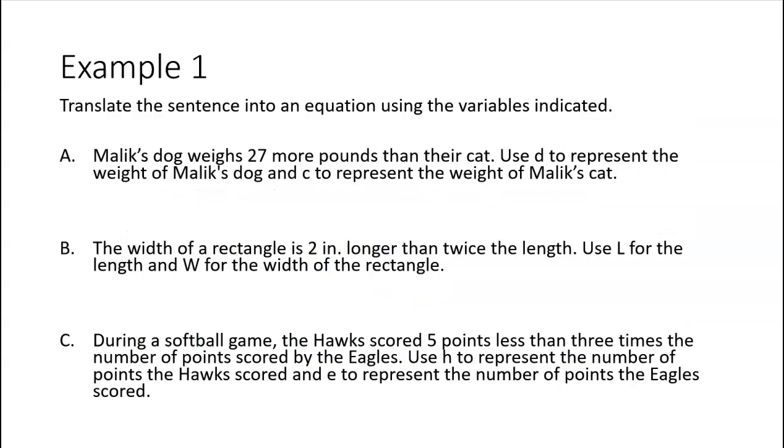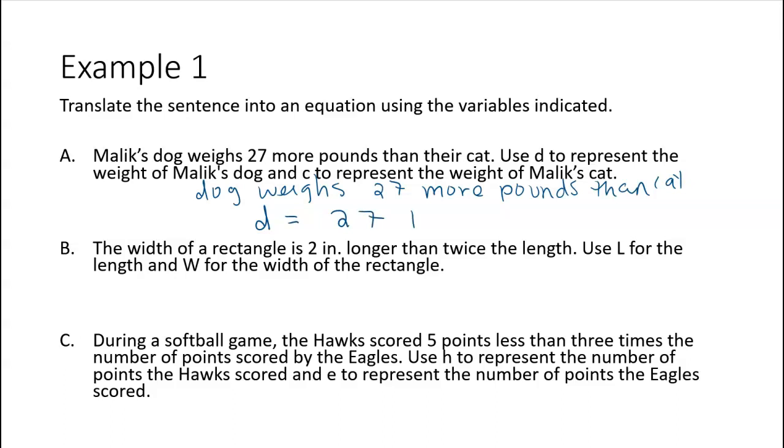And then we can figure out what would make it true. So first, let's translate these sentences into equations using the variables that are indicated. Malik's dog weighs 27 more pounds than their cat. Use D to represent the weight of Malik's dog and C to represent the weight of Malik's cat. So we know that the dog weighs 27 more pounds than the cat. So the dog equals 27 plus the cat, and that would be an equation.